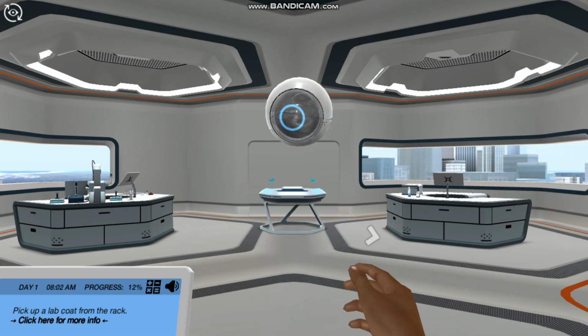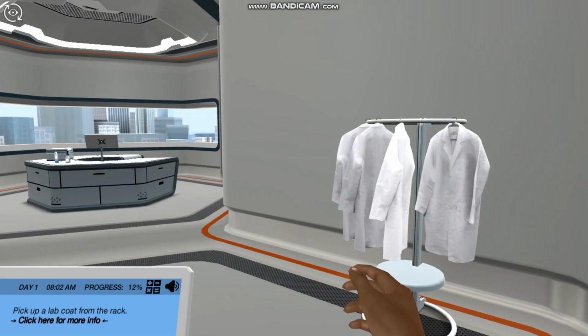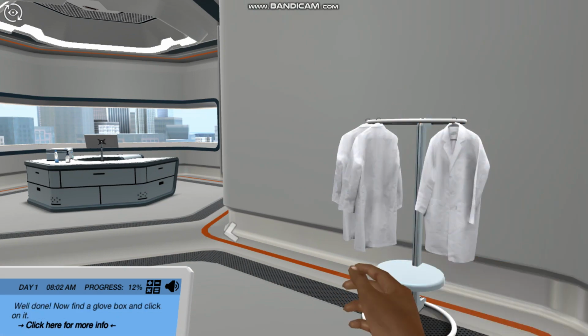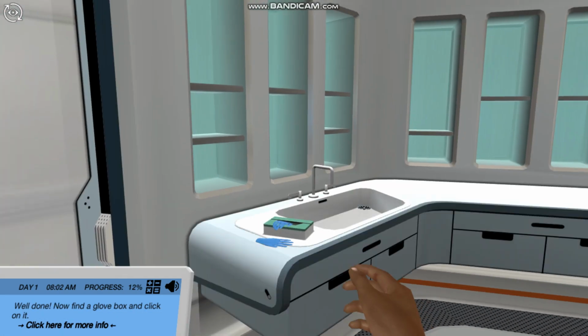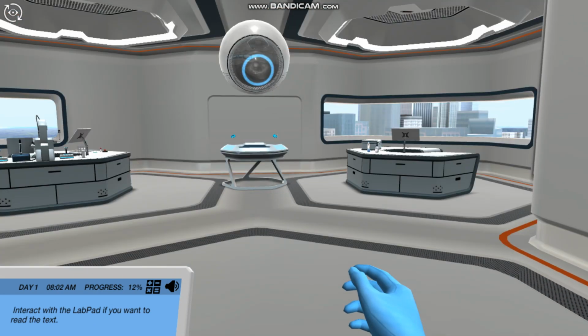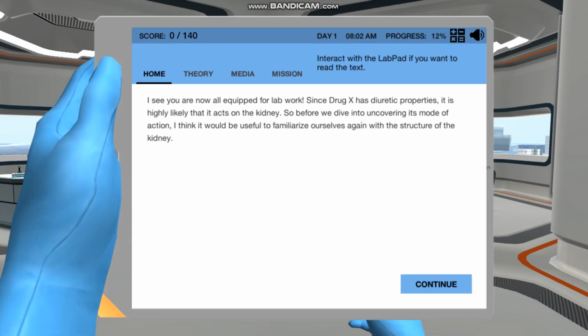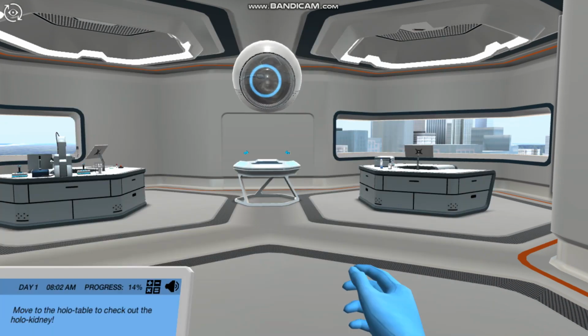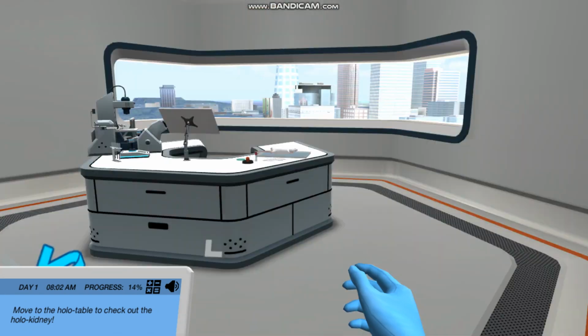Pick up a lab coat from the rack. Well done. Now find a glove box and click on it. I see you are now all equipped for lab work. Since drug X has diuretic properties, it is highly likely that it acts on the kidney. So, move to the hollow table to check out the hollow kidney.